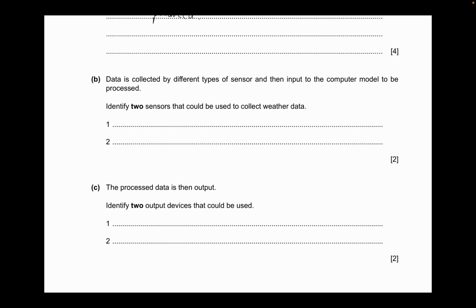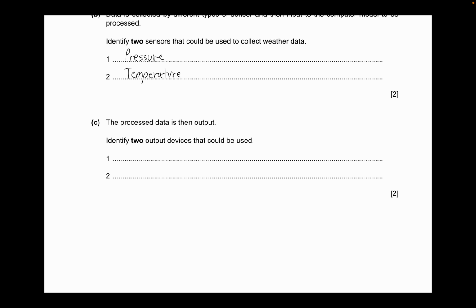Data is collected by different types of sensors and then input to the computer model to be processed. Identify 2 sensors that could have been used to collect weather data. You can mention pressure sensors, temperature sensors. You can mention moisture or humidity sensors or wind speed sensors. Okay, just mention the pressure and temperature sensors.